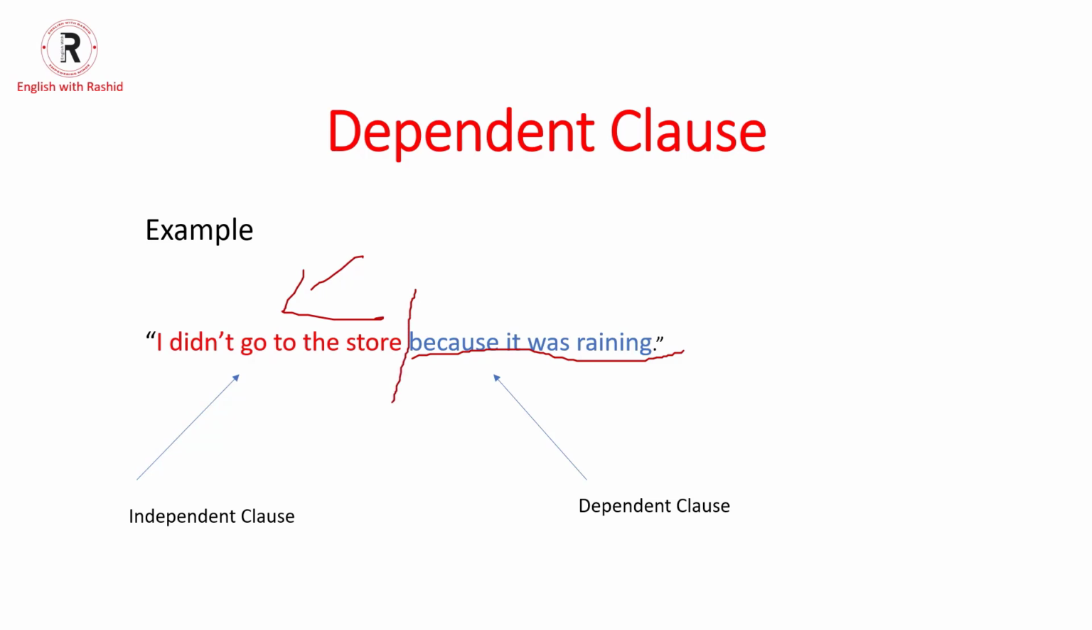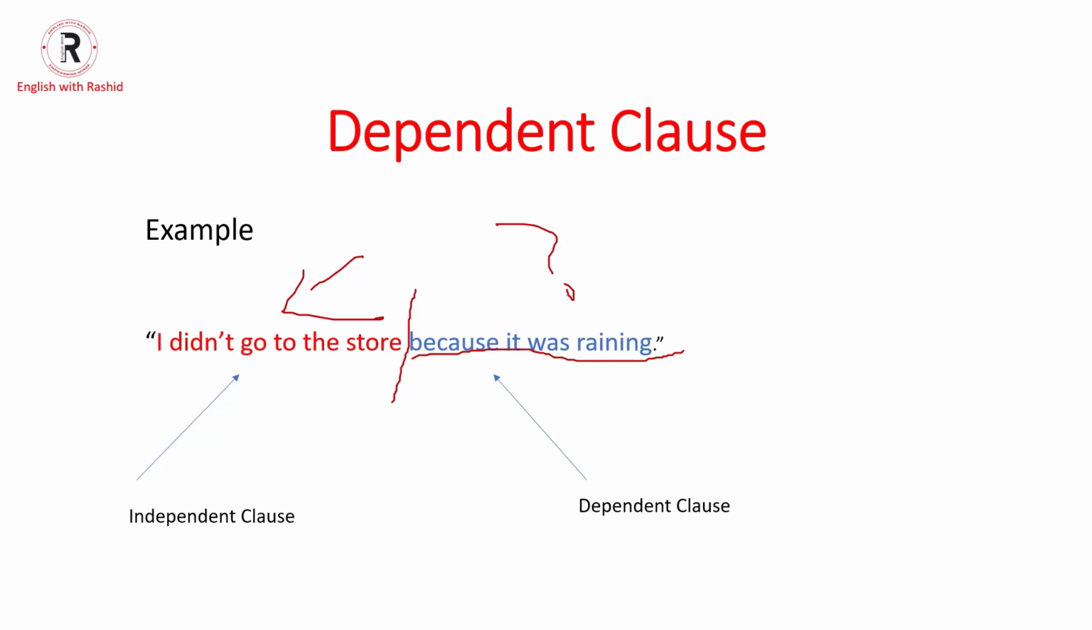Let's say we just focus on this part, because it was raining. Because it was raining clearly is giving a cause, but cause of what? That is present in the independent clause. So without the help of the independent clause, it is difficult to understand what the dependent clause means. So when combined, they form a complete sentence. I didn't go to the store because it was raining.